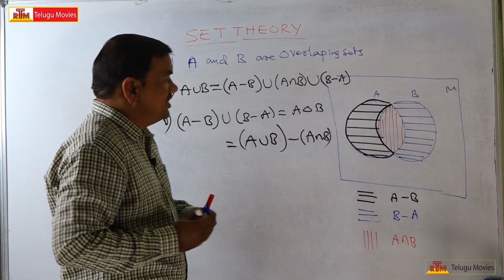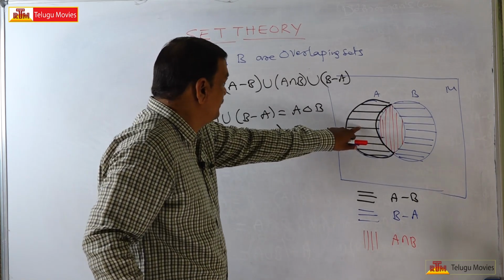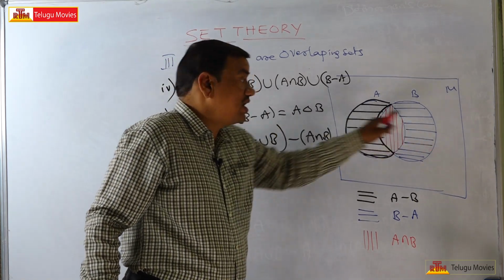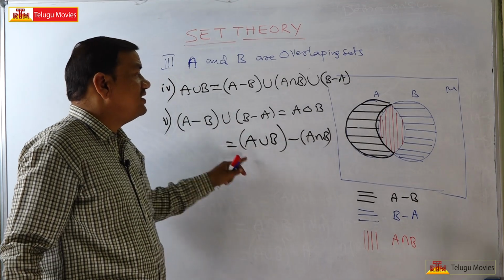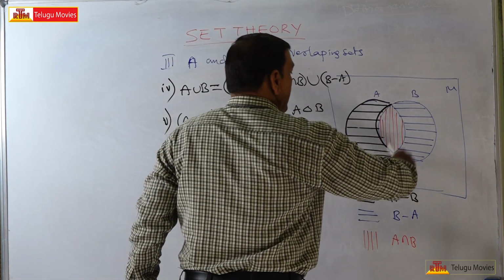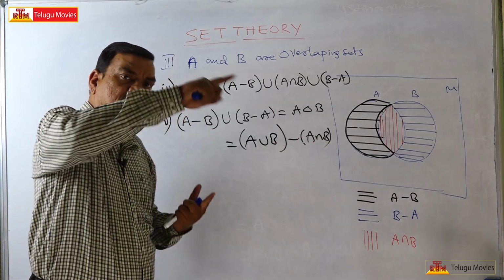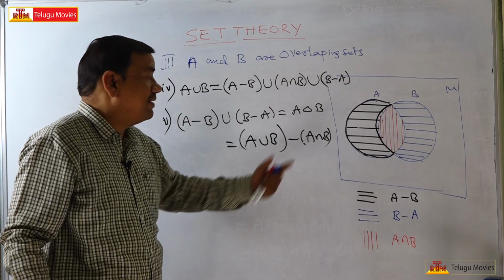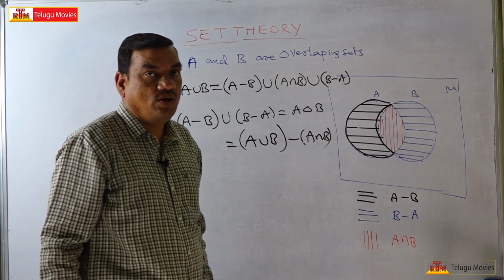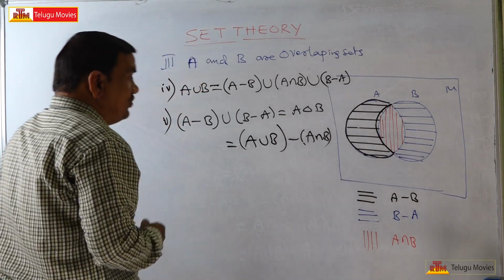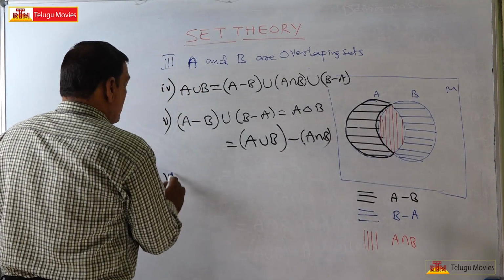See here, A minus B means what? Black part. B minus A means what? Blue part. Their union means what? Total, except A intersection B, everything except that. That's why it is A union B minus A intersection B. Okay, now right.